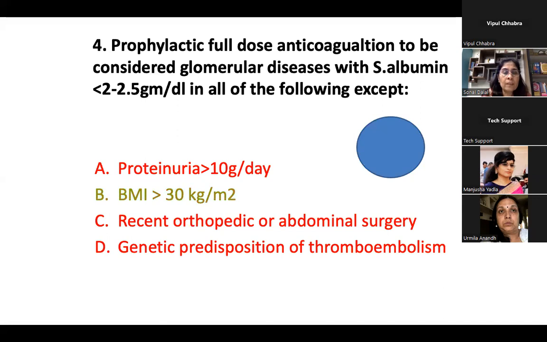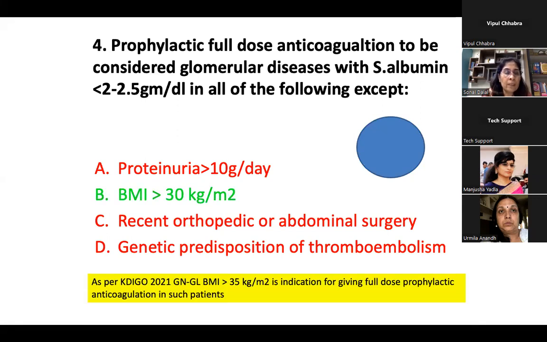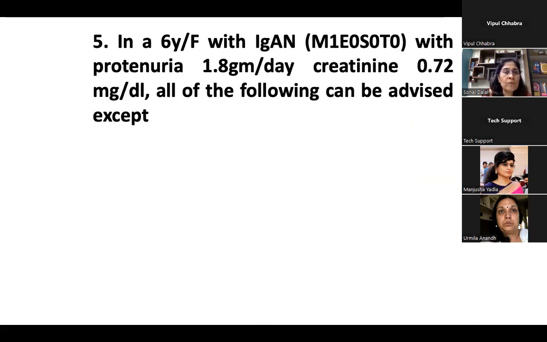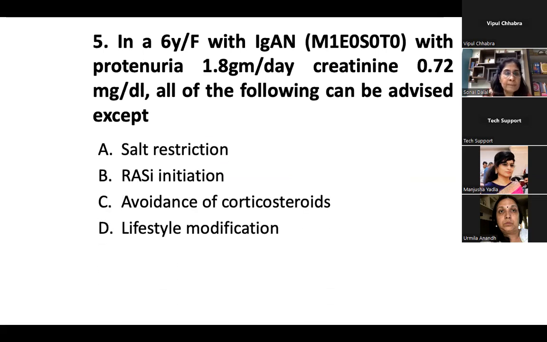Time up. The correct answer is option B, that is 30. As per KDIGO, more than 35 kg per meter square is the indication for the prophylactic anticoagulation. Next question is question number 5. In a 6-year-old female with IgA nephropathy, score of M1E0S0T0 with proteinuria of 1.8 and creatinine of 0.72, all of the following can be advised except option A, salt restriction, option B, RAS inhibitors, option C, avoidance of corticosteroids, and option D, lifestyle modification. Your time starts now.